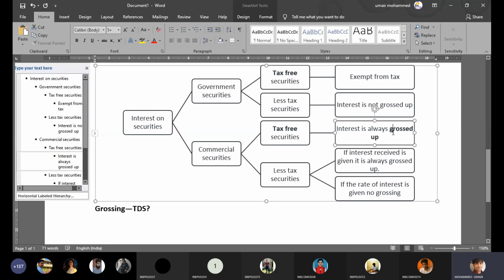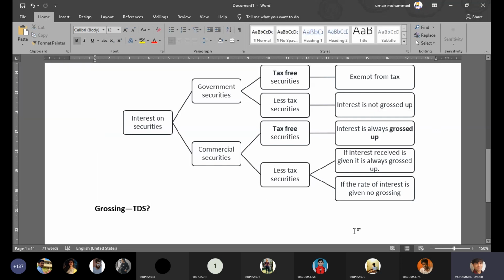Here grossing is required. When do we do grossing? When we get net income after TDS, we do grossing. But when we already get gross income without TDS, then we don't have to do grossing at all. So the reason why this is called tax-free securities is because the TDS is paid by the issuing company to the government on behalf of the investor. Now, since the TDS is already paid, we should do grossing.